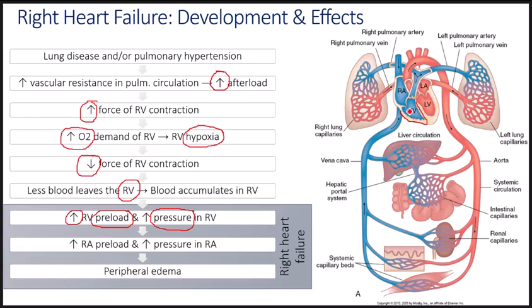Well, what's going to happen now? Well, if it can't get out properly because that right ventricle is weak, it's going to start backing up. And so now we're increasing the preload, or the amount of volume of blood within the right atria.